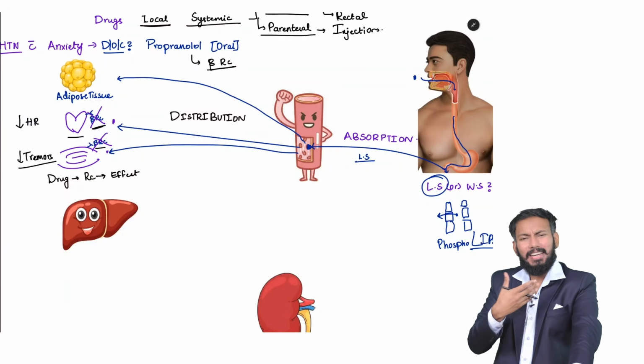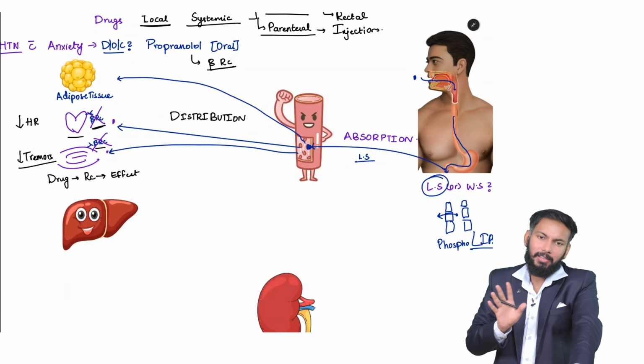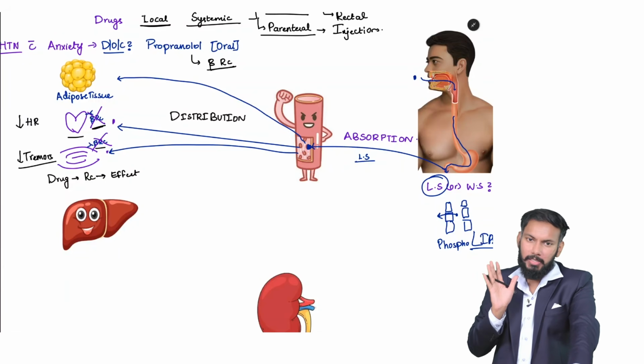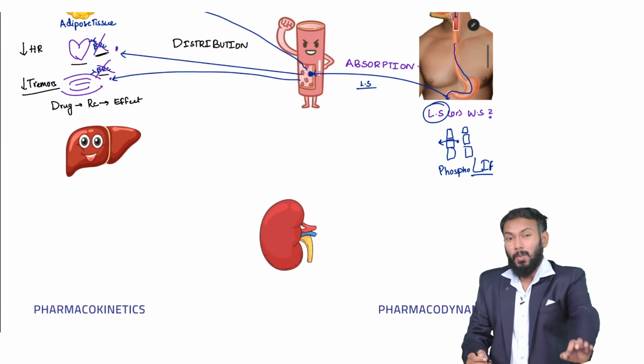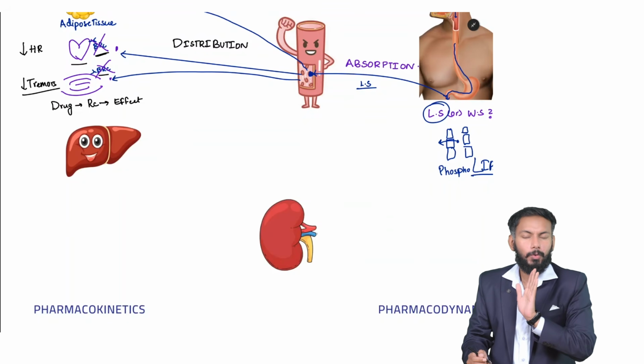Now, how do you excrete anything from the body, especially the main sources? You excrete things either through urine or feces. Now, what I am saying is, most of the drugs are excreted in urine through the kidneys.